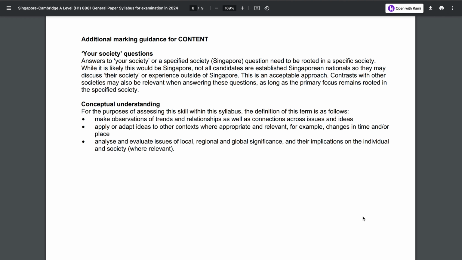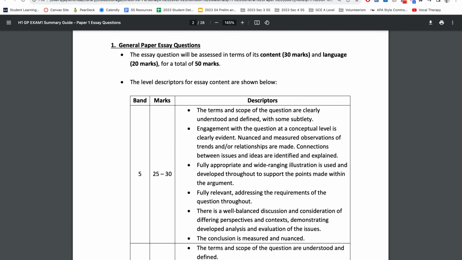I think a lot more in depth than what many schools are teaching currently. Okay, but again, like I said, this is something that has popped up for next year, which is your first year syllabus. Next year is the first year that this GP syllabus has been tested. So let's go into it.